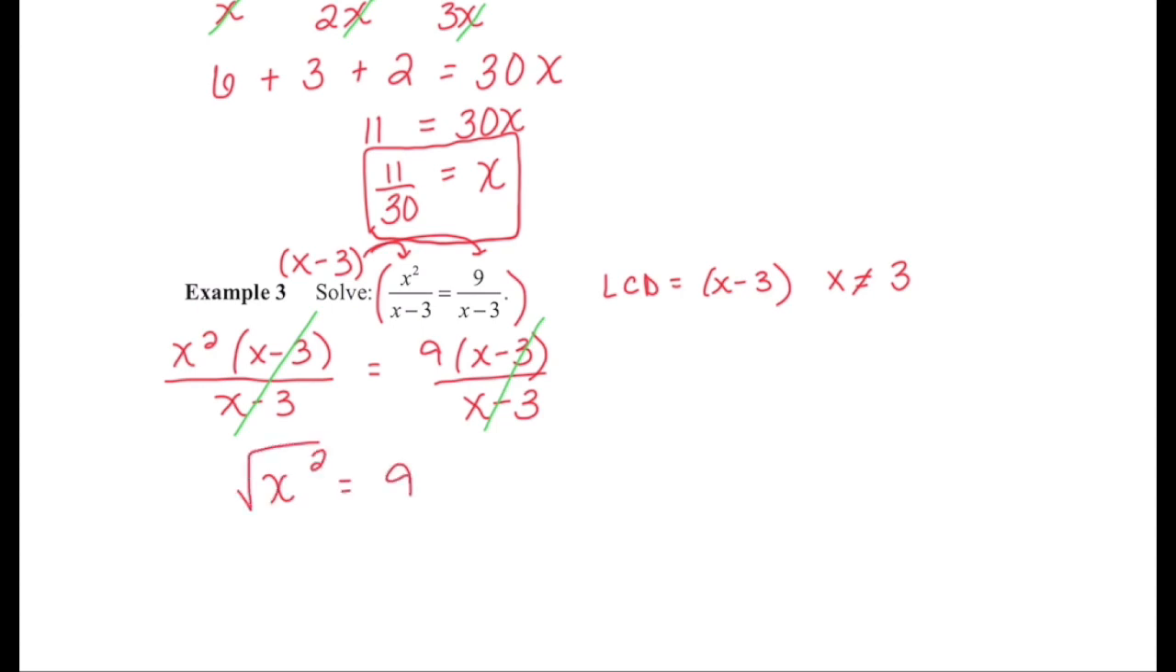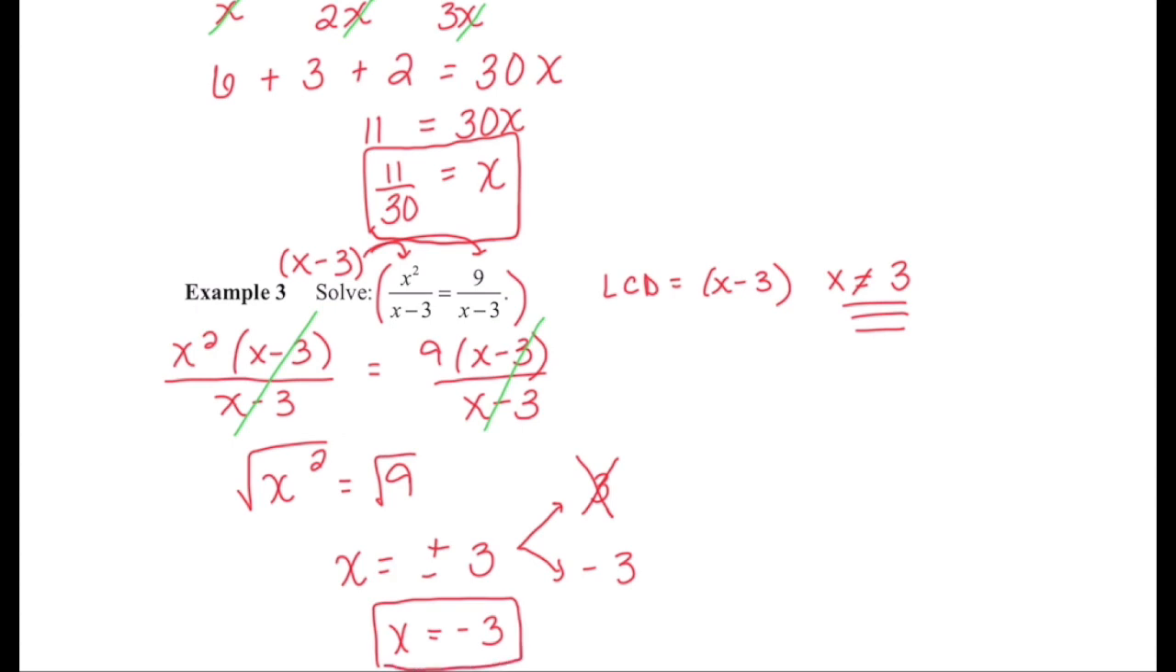When I take the square root, we know that x would be equal to plus or minus 3. We have the possibility of positive 3 and negative 3. We said that x could not be 3 here, so we're going to eliminate this option because that won't work. The only one that works in this situation is x equal to negative 3.